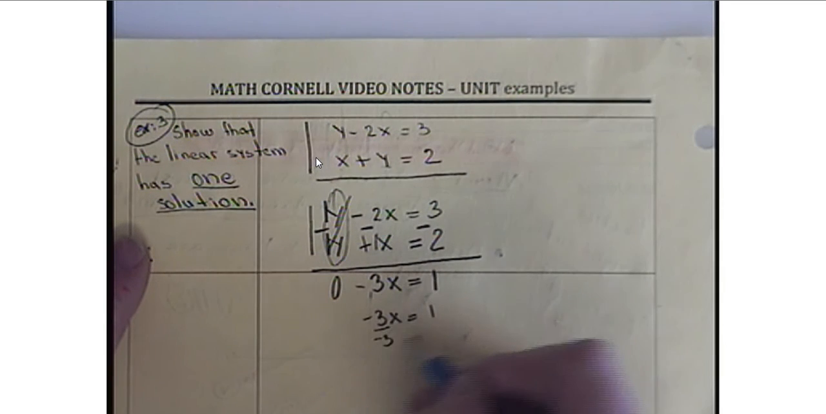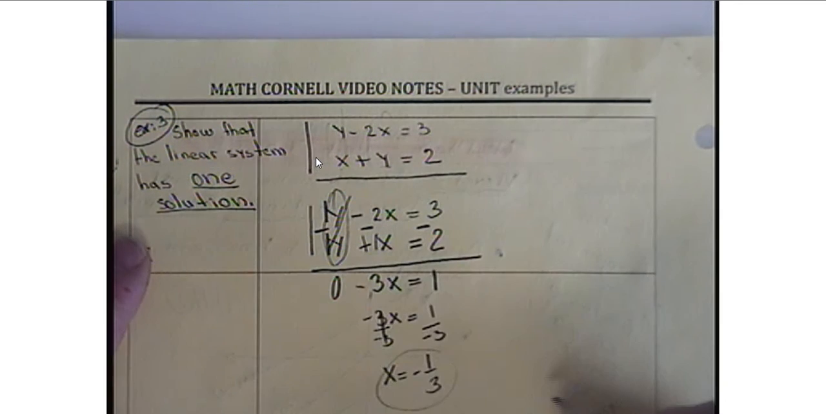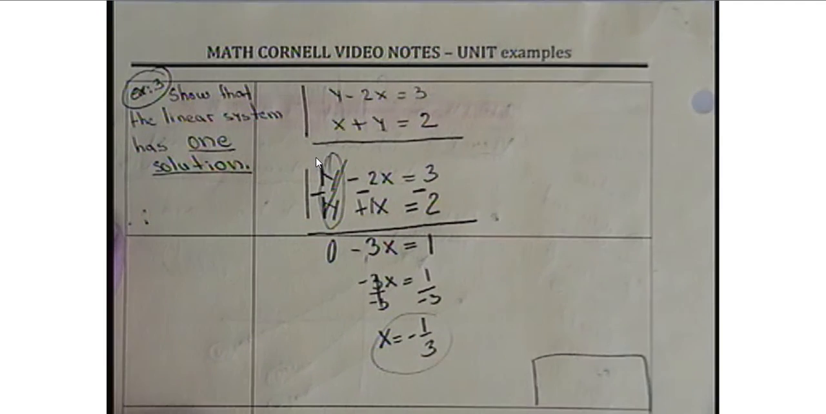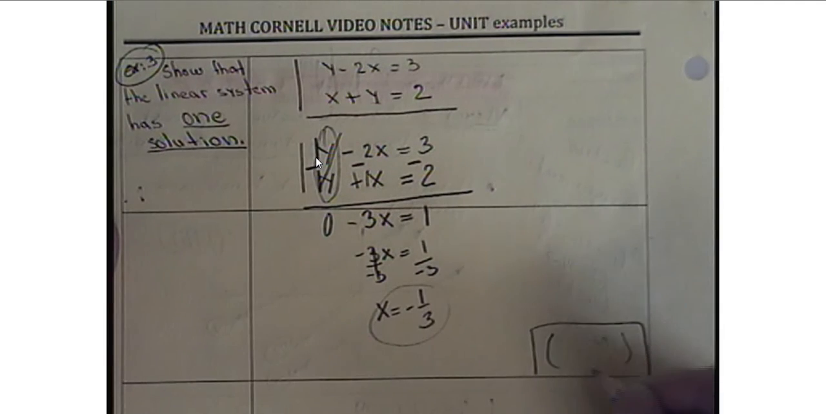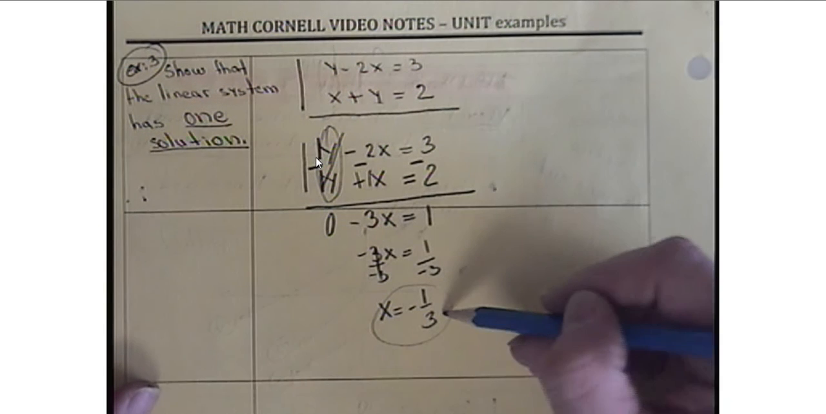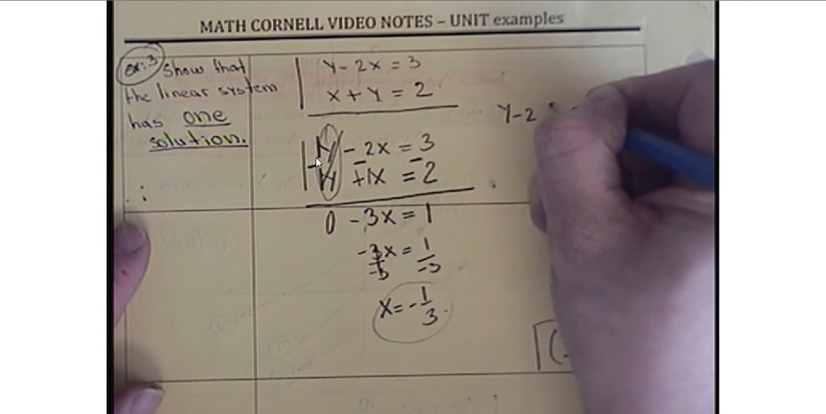We'll divide by negative 3 and we will get x equals negative 1/3. So that will be the solution for the x coordinate, negative 1/3. What do we used to do as a practice when we learn those one solution systems? Well, we used to substitute the x or y value back into one of the two original equations. So let's pick the first one, y minus 2x equals 3.